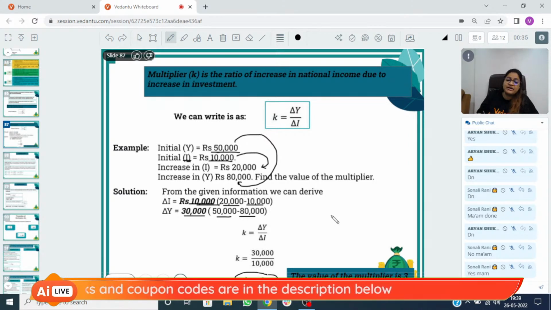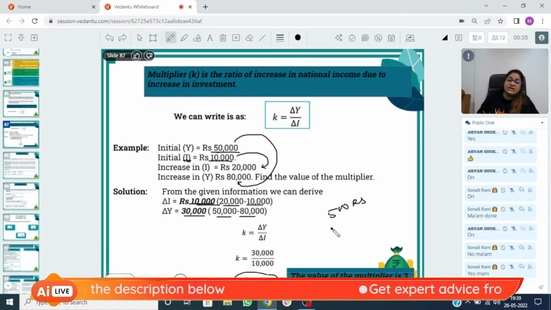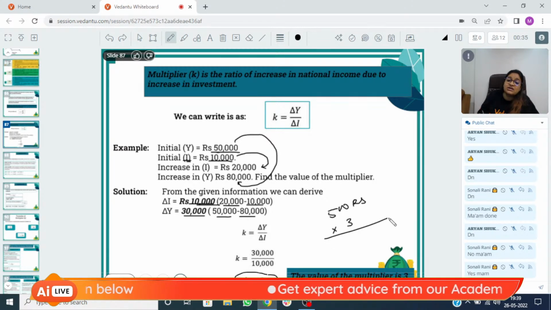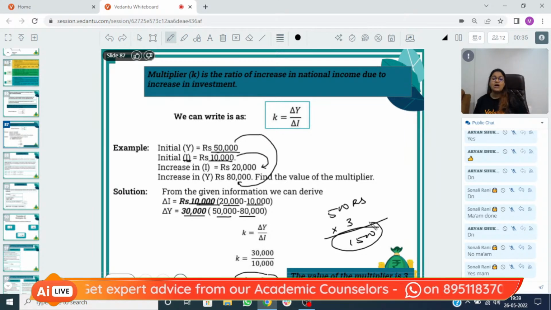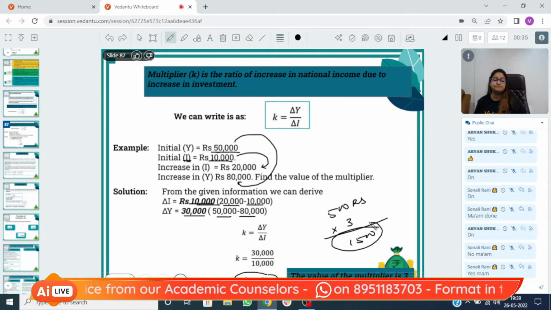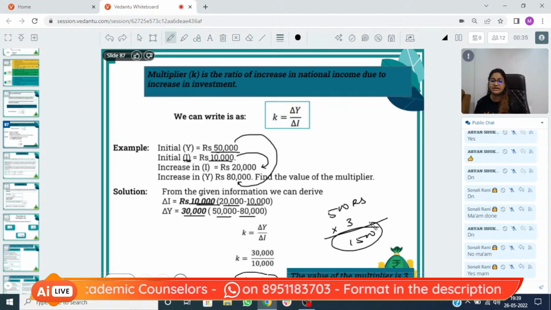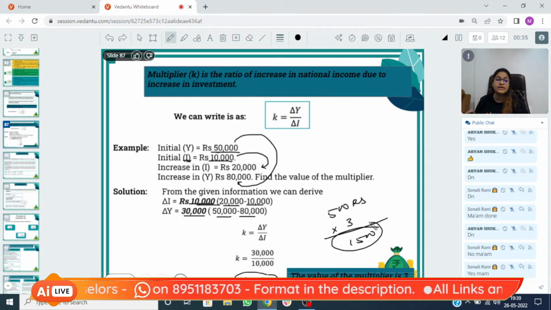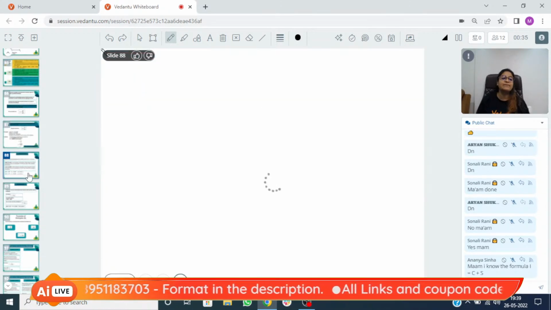Which means if I am introducing, let us say, 500 rupees in the economy, income will increase by how many times? 3 times, by 1500 rupees. Correct? So how many times the investment will be multiplied to create how much income is nothing else but the multiplier.